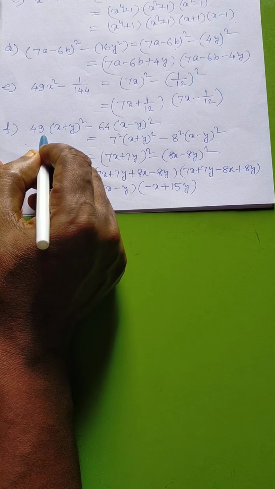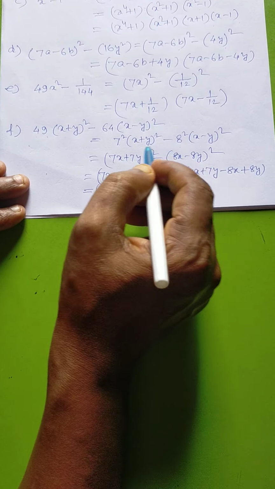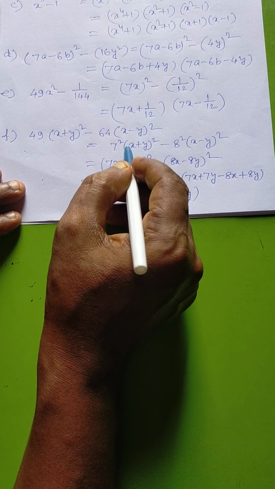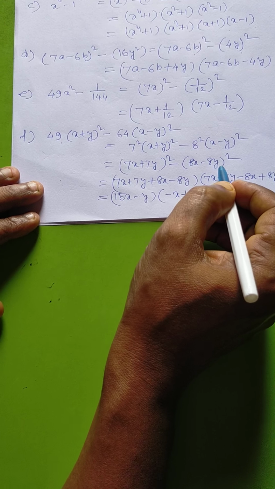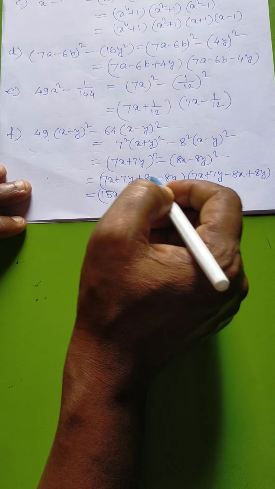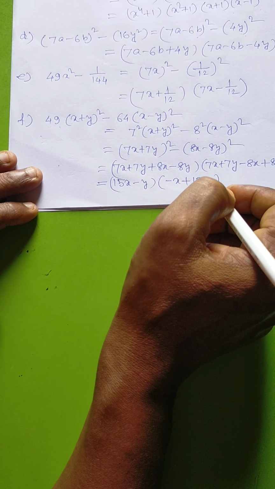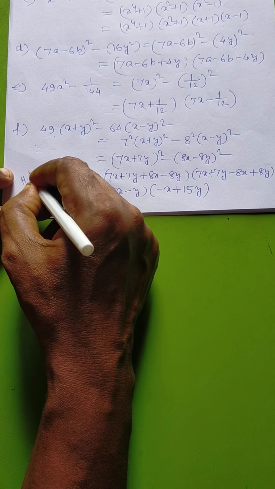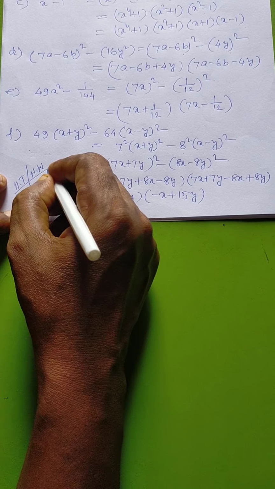Now 49 means 7 square, so we are keeping here 7 square, here 8 square. Then inside the bracket this 7 will go here, so this square is the same, no? So (7x plus 7y) whole square, (8x minus 8y) whole square. This is a technique. Then a square minus b square, (a plus b) into (a minus b), then simplify, you will get this one. Okay, so this exercise 7.1 is home task or homework, different names are there.